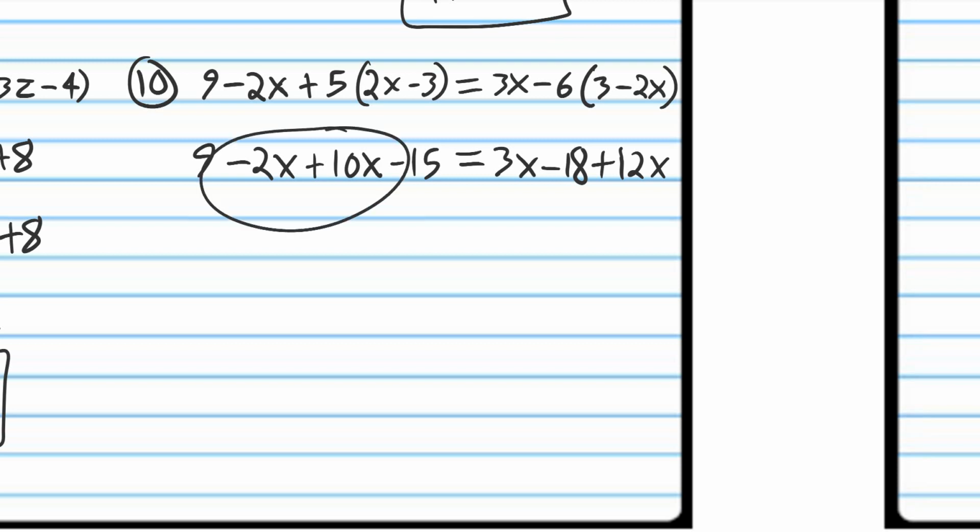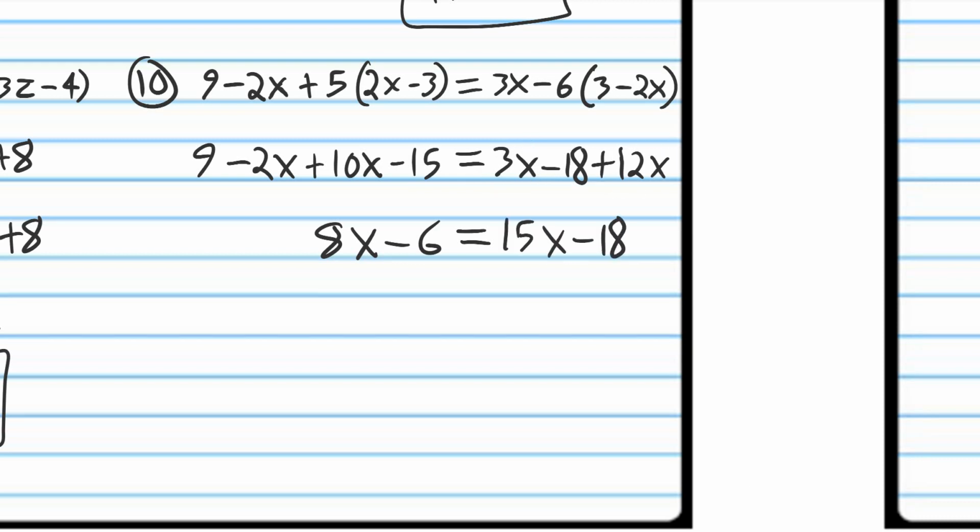The negative 2x and 10x becomes 8x. And 9 minus 15 is negative 6. And 3x plus 12x is 15x. So things are getting more and more simple. Let me double check that. Everything. Oh, I made a mistake. Wait, no, I didn't. That's fine. So you've got to be really careful.